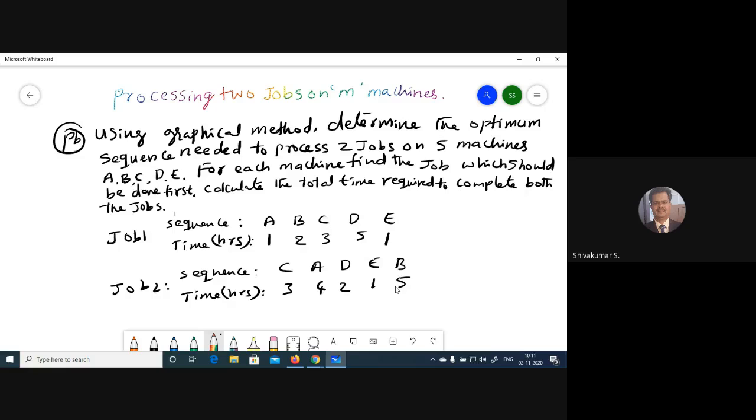So this is the problem given. You have to find out the sequence of jobs to be done on the machines and also the total time required to complete both the jobs. This question is usually for 10 to 12 marks, because this unit is a combined unit having waiting theory, queuing theory, along with sequencing. So sequencing carries 12 marks, and 8 marks you are going to get from queuing theory problems.